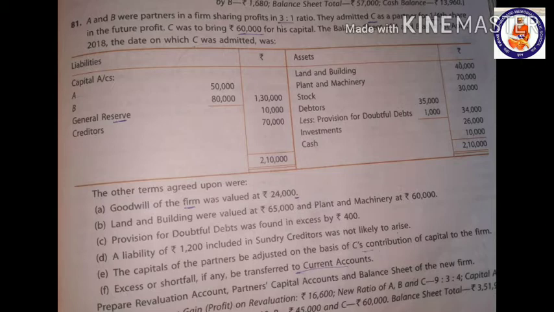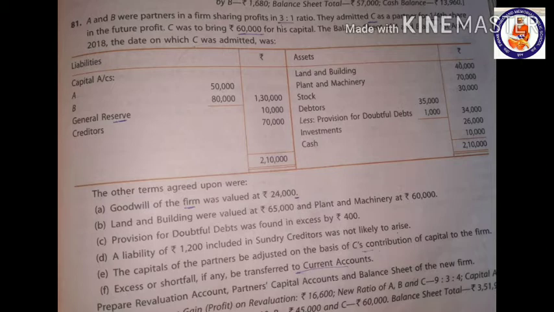Liability of 1,200 included in sundry creditors is now not likely to arise. It means creditors are reduced by 1,200. In the revaluation account, it will be shown on the credit side because liabilities are reduced.